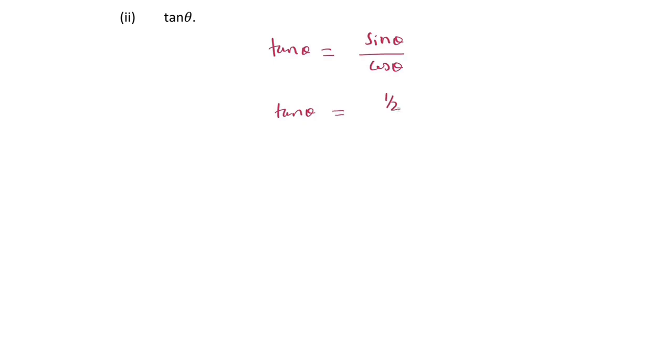1/2 over under root 3/4, of which we can express this relation as 1/2 times 2 over under root 3. Solving this, we are having 1 over under root 3. And this is going to be our answer.